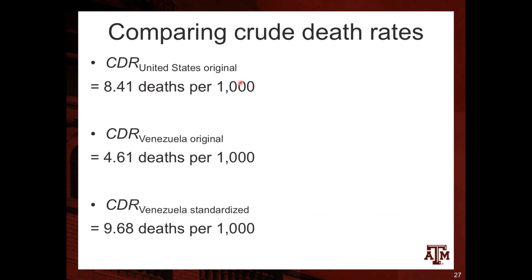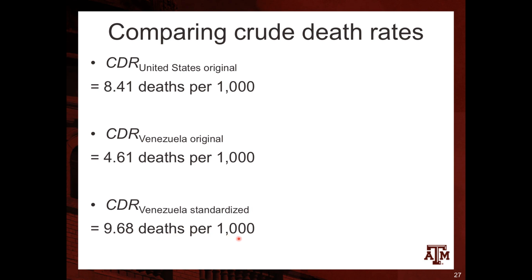So here we have a summary. The original crude death rates from the US were 8.41 deaths per 1,000 people. The original one from Venezuela was 4.61 deaths per 1,000 people. But when we get the age-specific death rates from Venezuela and we apply them to the same population of the US, taking the US as the standard population, we get 9.68 deaths in Venezuela per 1,000 people.